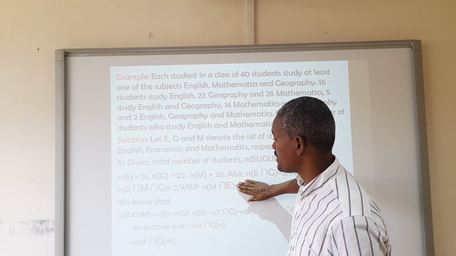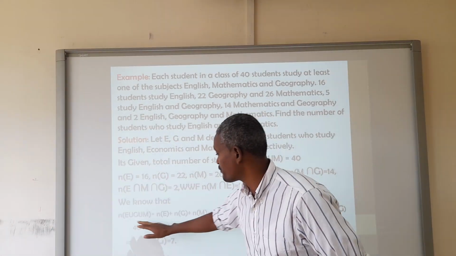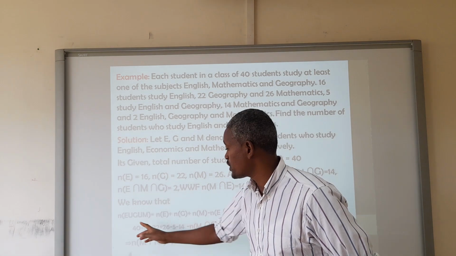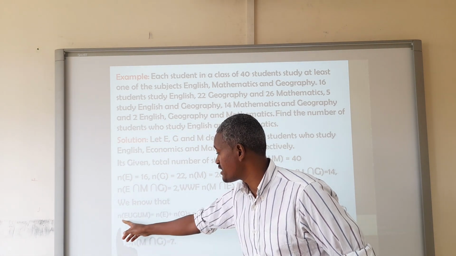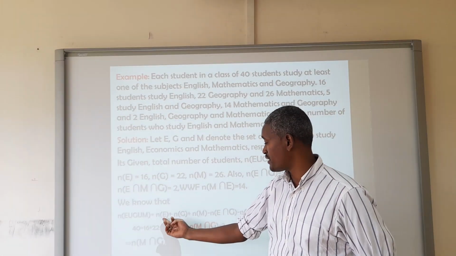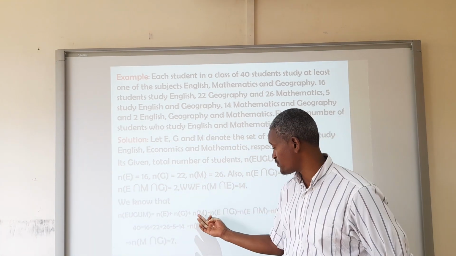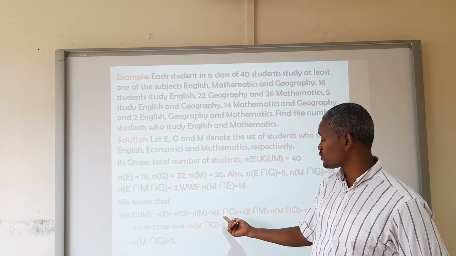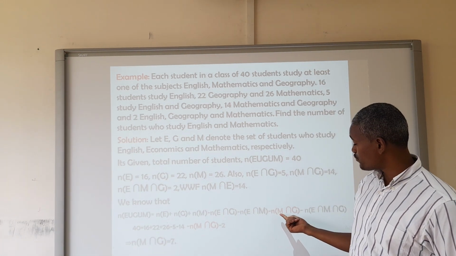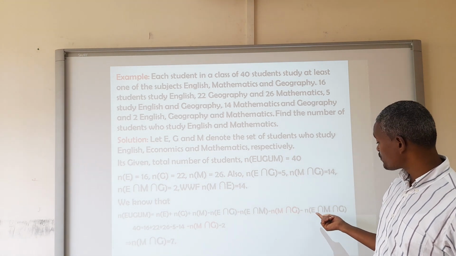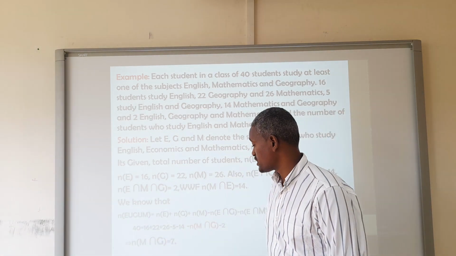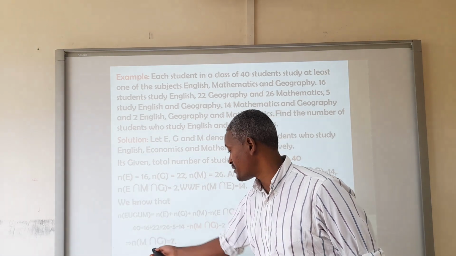So using the definition for finding the number of elements in the union of three sets, the union of the three sets is obtained by the number of elements in English, plus the number who study geography, plus the number who study mathematics, minus the number who study English and geography, minus the number who study English and mathematics, minus the number who study mathematics and geography, plus the number who study English, mathematics and geography. So by calculating those things, you will obtain that the number of students who study English and mathematics is 7.